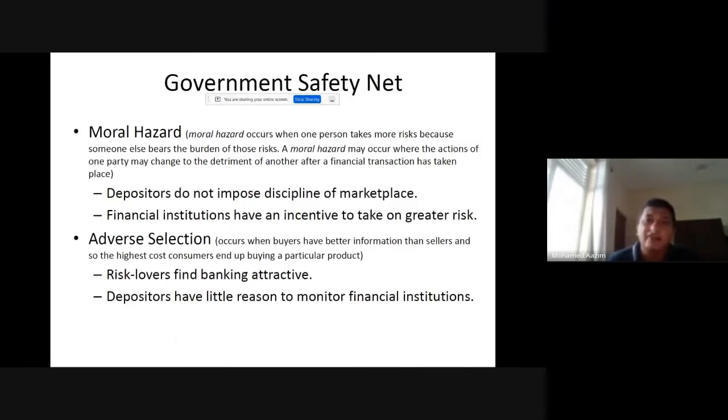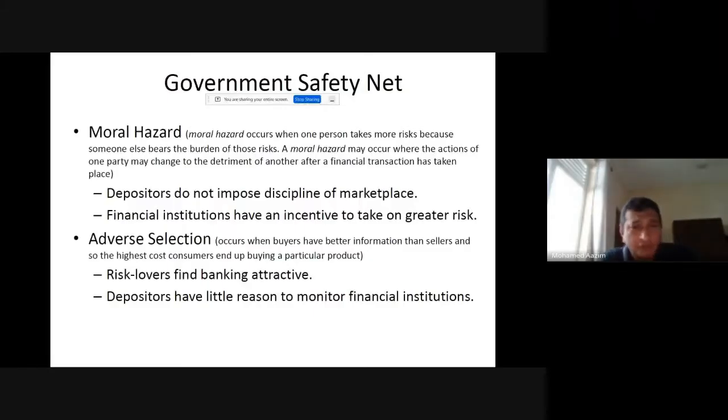Then the adverse selection. The asymmetry that we discussed in our previous discussions repeats again and again in terms of these financial intermediaries and the financial market. Adverse selection occurs when buyers have better information than sellers, you know that, and so the highest cost consumers end up buying a particular product.